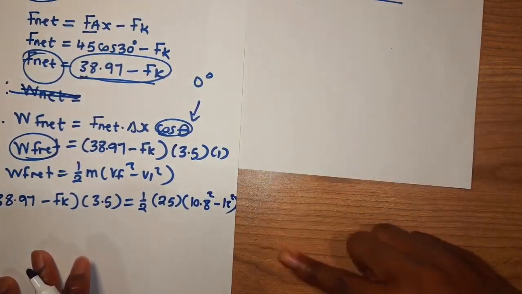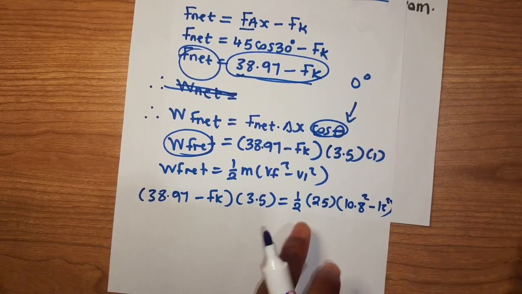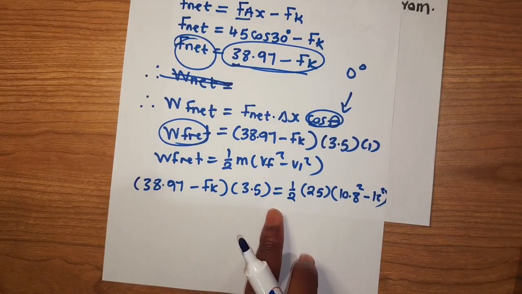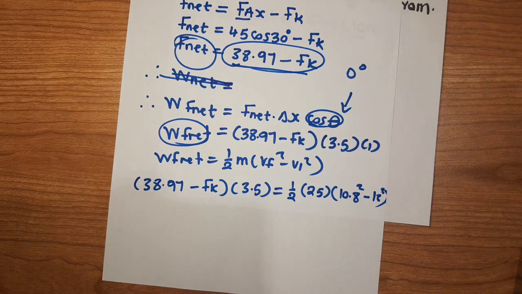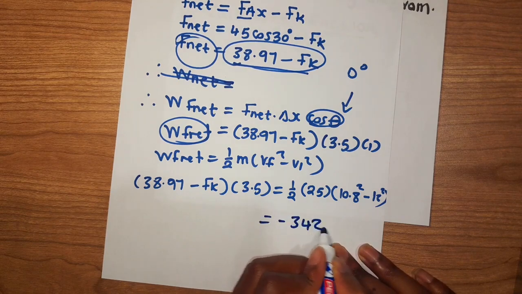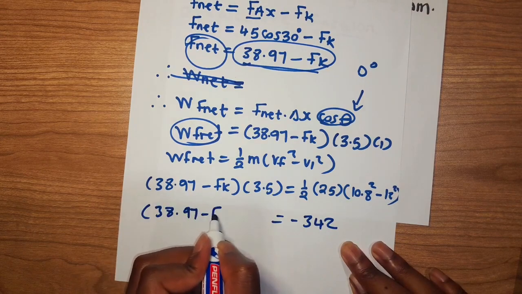Oh my god, this is terrible. Okay, so you're going to find this value. What was this answer on the other video? Let me check. It was minus 342, right? It was minus 342. So I'm going to have 38.97 minus friction.